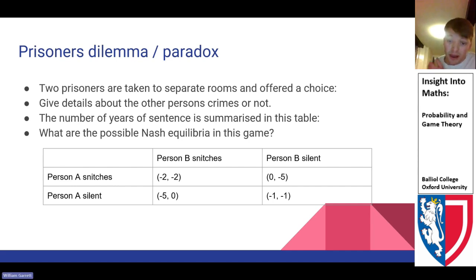Now, if they both cooperate, they end up in the same outcome, where they both have 1 year in prison. So if they both stay silent and cooperate with each other, they're each going to get 1 year in prison. But if you keep quiet and your opponent gives details about you, you get 5 years in prison and your opponent goes free. Everybody happy with the setup? In the case when both people give up information, you're both going to get 2 years in prison.